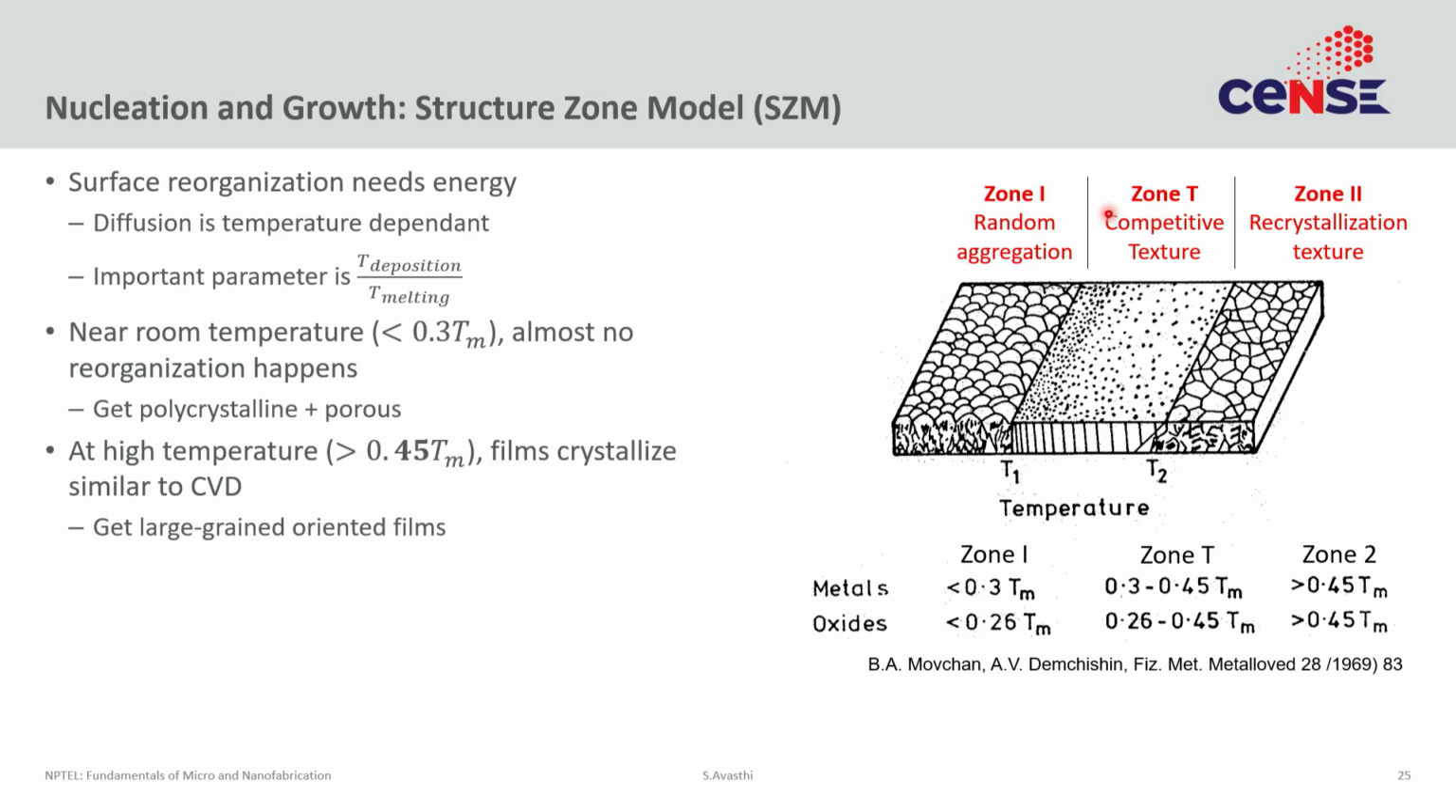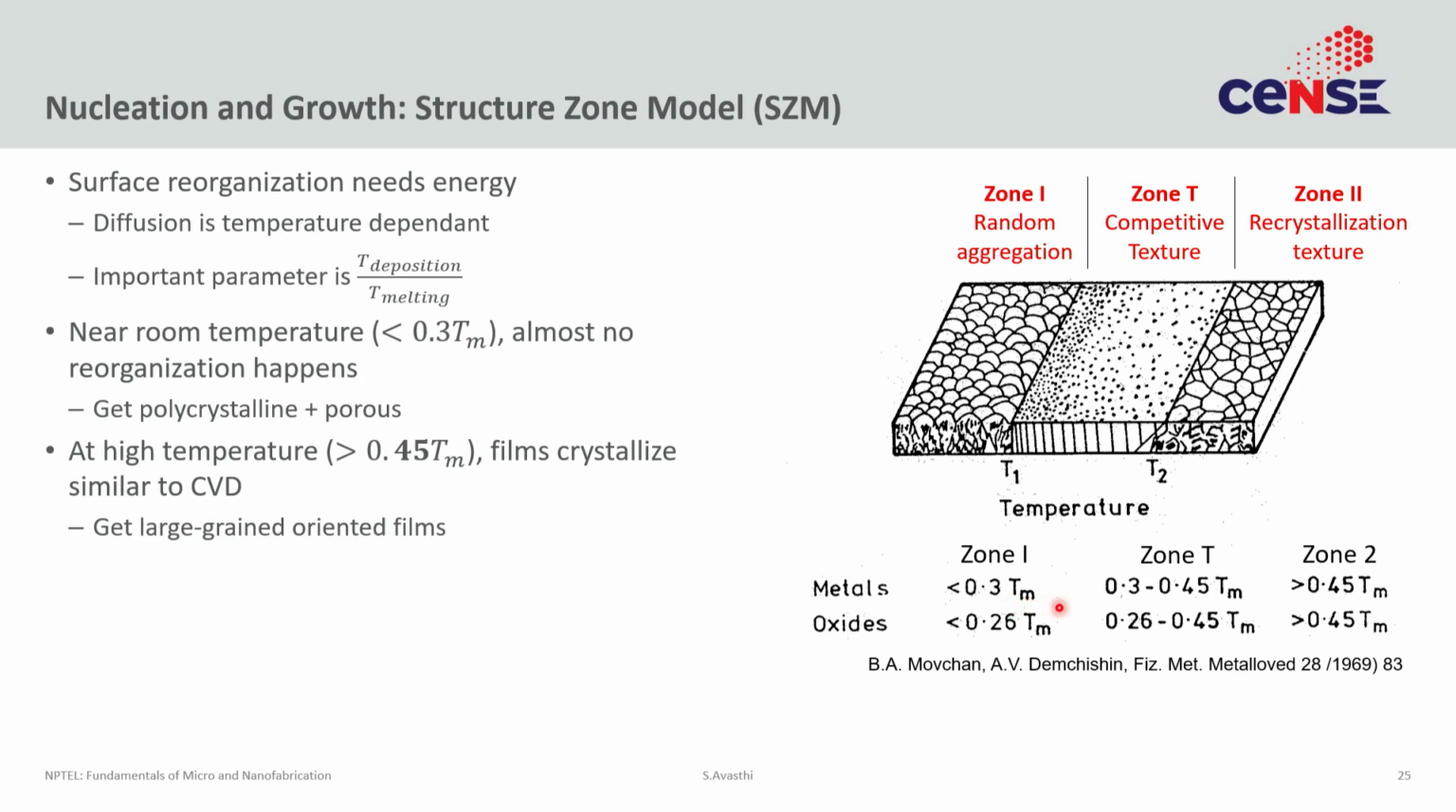All right. So, in zone 1 you just have random agglomeration, a polycrystalline film, and this happens if you are depositing at less than 30% of the melting point, which is essentially everything, most metals when you are doing the deposition at room temperature. That is why evaporation gives you polycrystalline films.